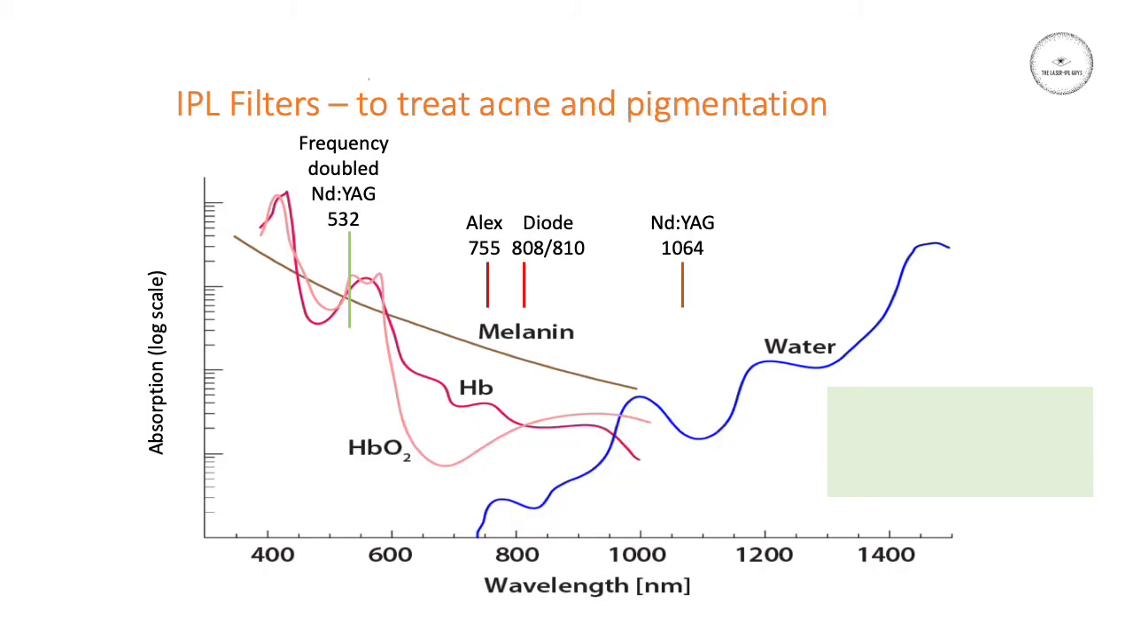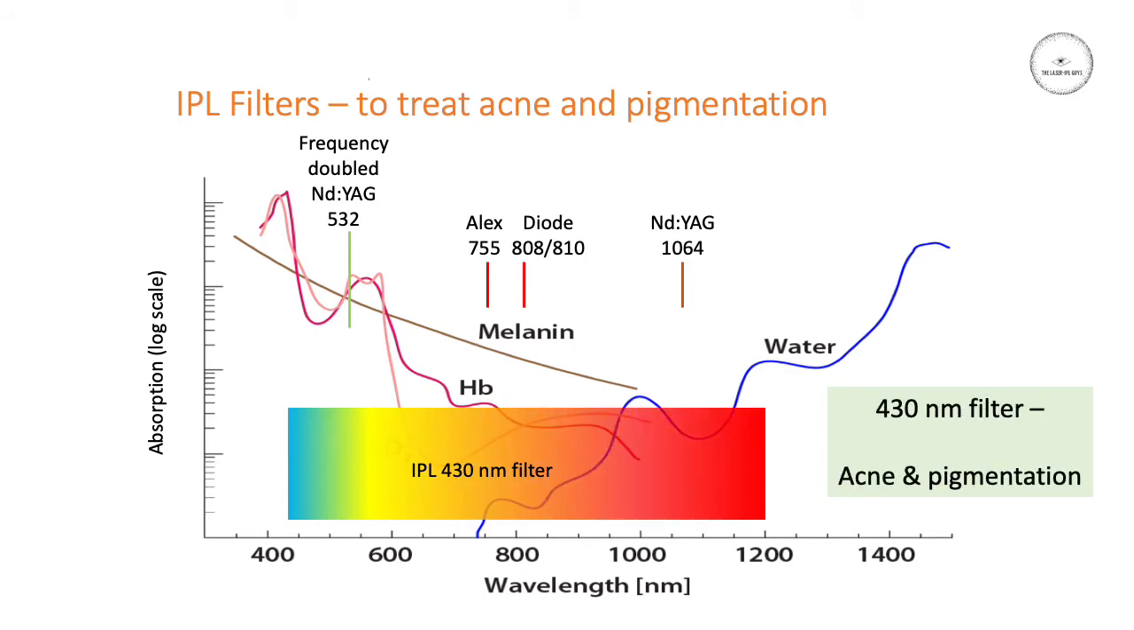And then for the treatment of pigmentation and acne, we would use a lower filter, something like a 430, and that allows through the blue light, which is very strongly absorbed in pigmentation in the melanin, and also in the P. acnes bacteria. So this filter is good for treating a whole range of difficulties in the skin.